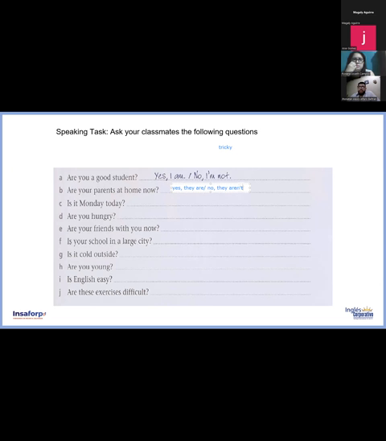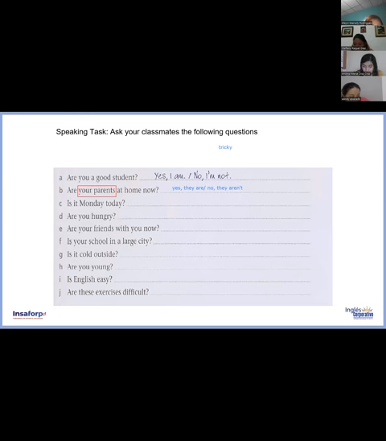Good. Estamos utilizando they. ¿Por qué? Porque tenemos la letra S, right? Eso me indica que es plural. Okay. No, wait, let's do the next one.